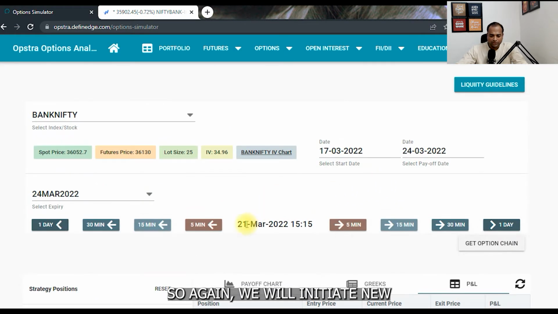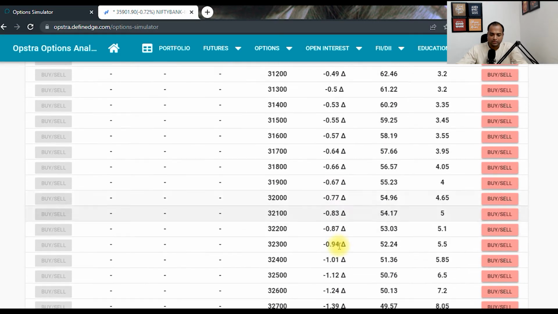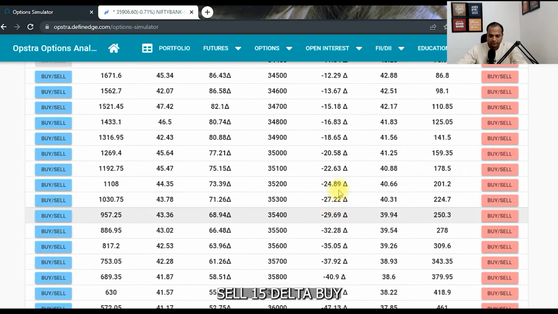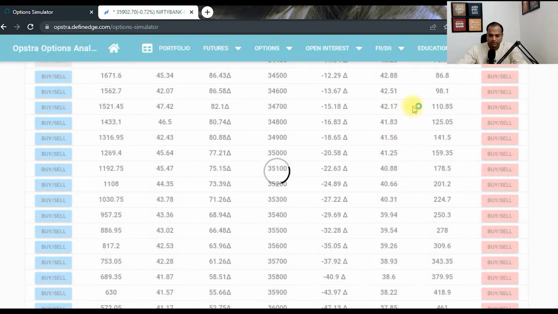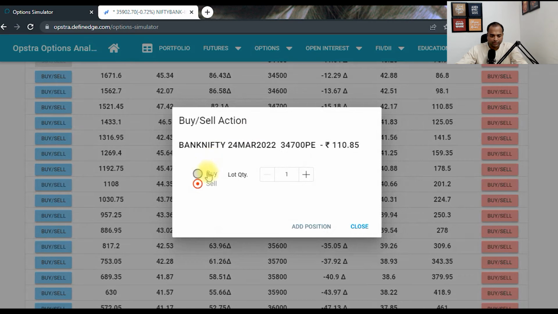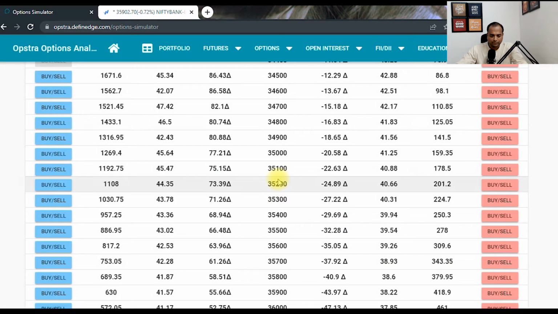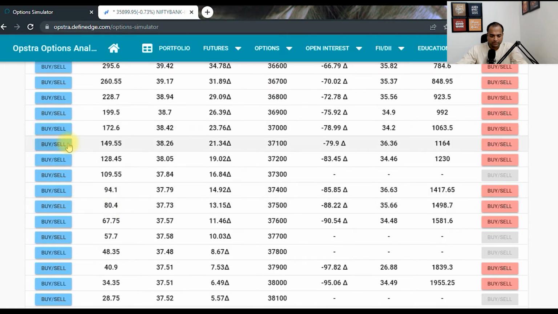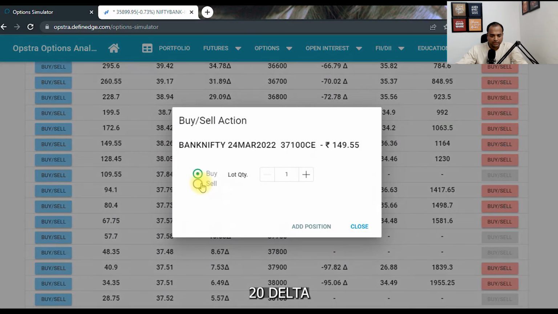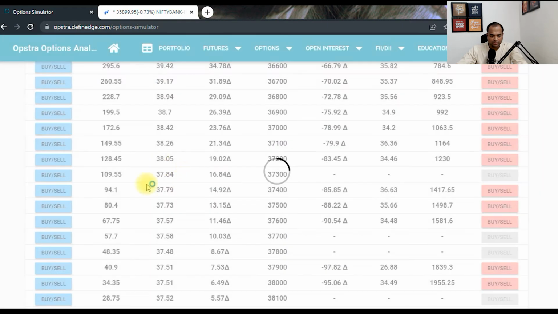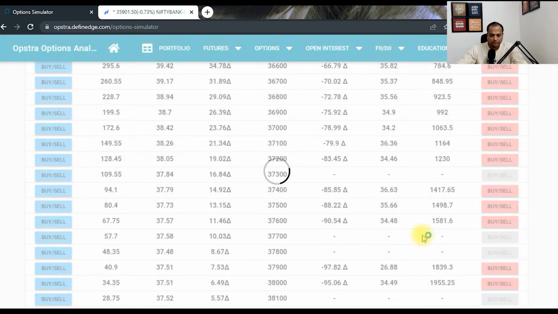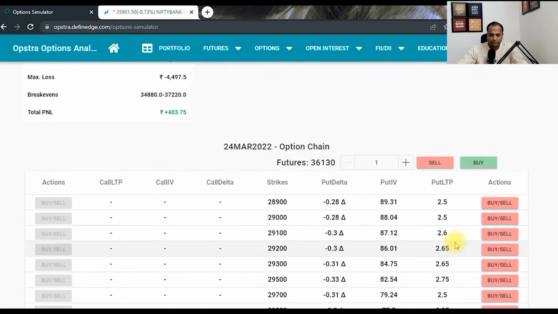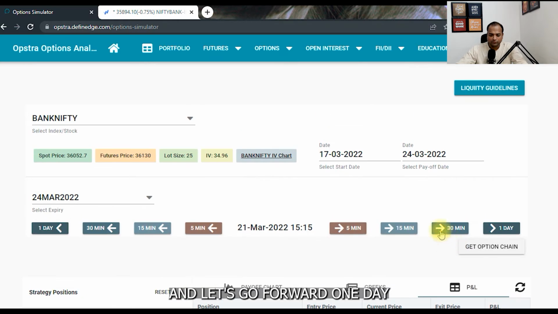So again, we will initiate a new trade at 21st March at 3:15 p.m. Same thing, 20 delta sell, 15 delta buy. This I'm going to sell and this I'm going to buy. On the call side as well, 20 delta, this I'm going to sell, this I'm going to buy, right? And let's go forward one day.